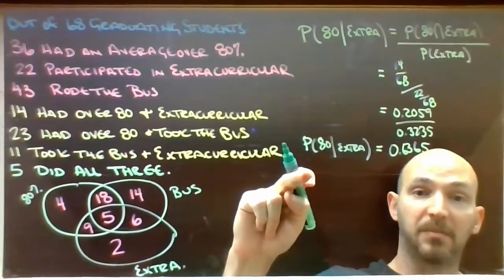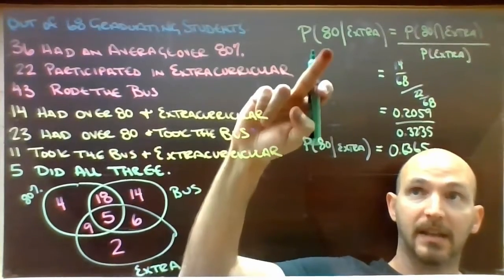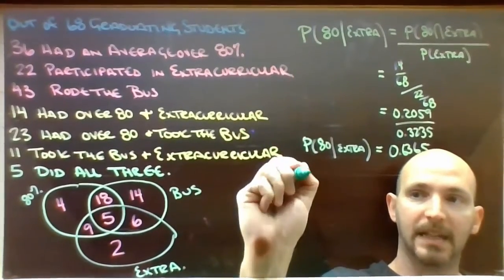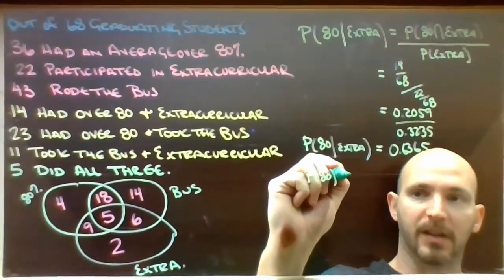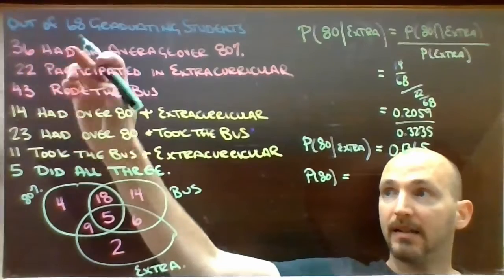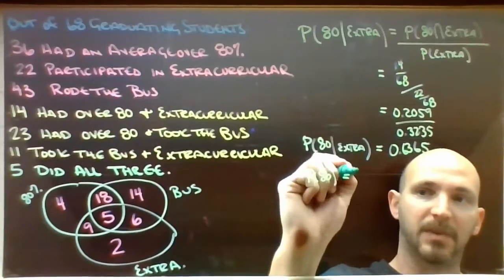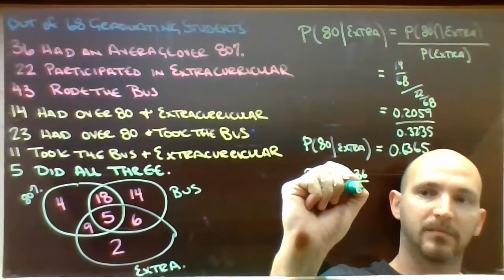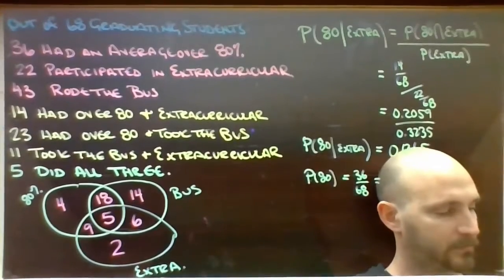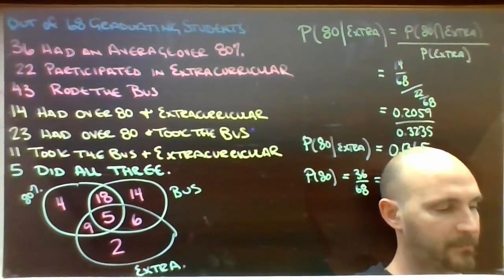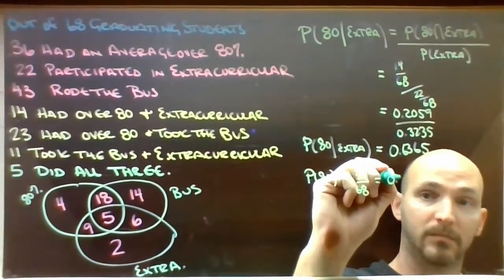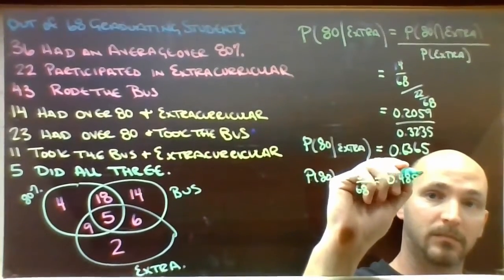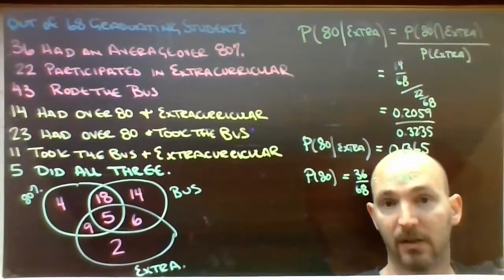Now, the thing I need to compare that to determine independence is the probability of getting an 80, regardless of whether you were in extracurriculars. So that is 36 out of 68 people, 0.5294. Now, these two values clearly don't match.